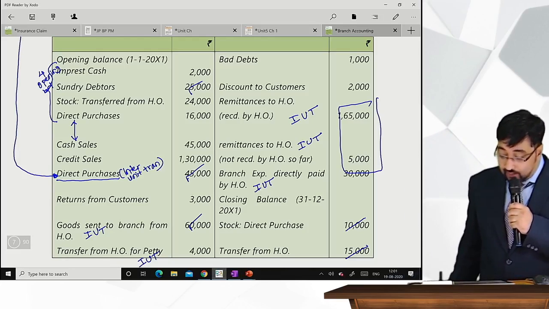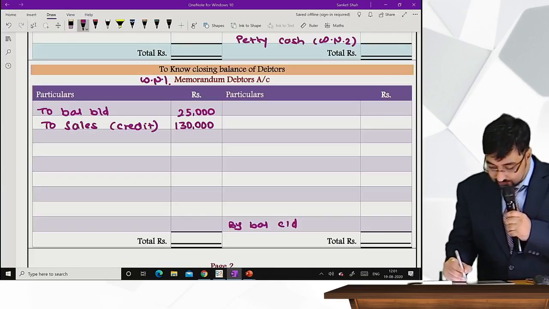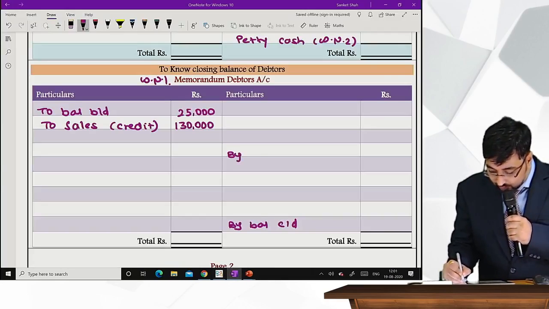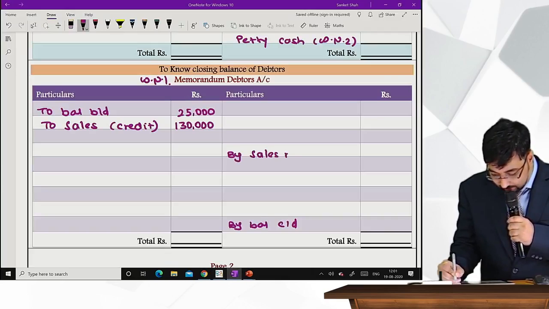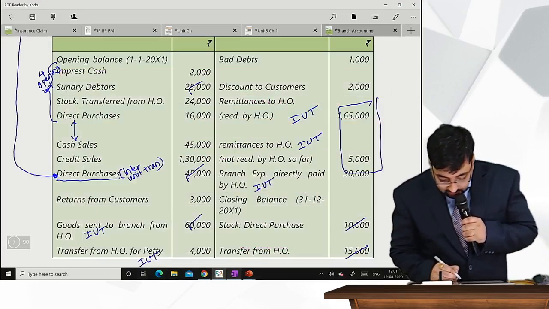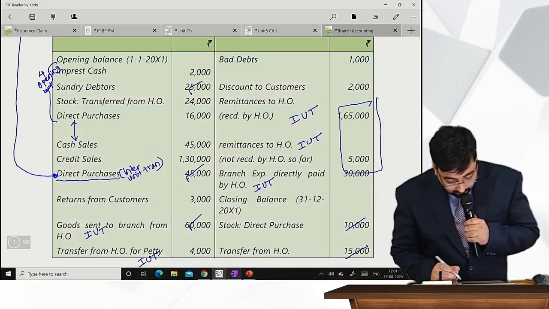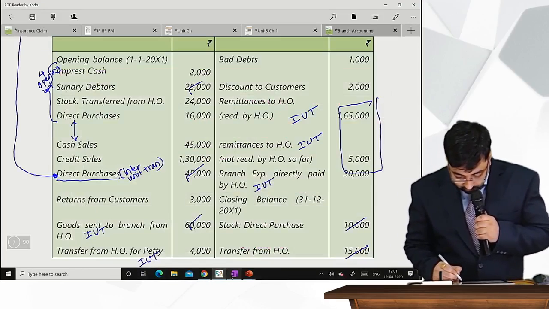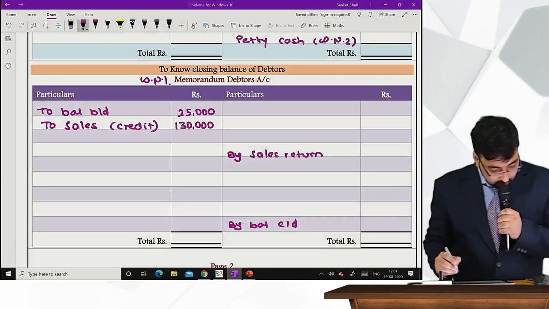Next one, direct purchases, we are not going to record because purchases account debit to HO, so debtors account is not affected. Returns from customer, yes. So on the 5th line you can write by sales return. By sales return, the amount is 3,000.